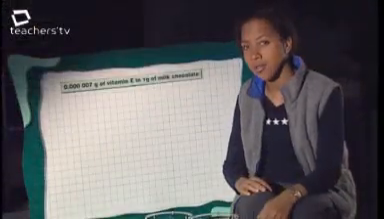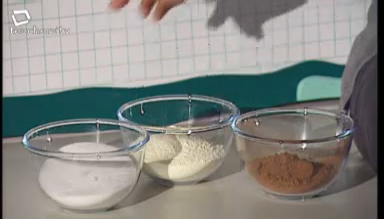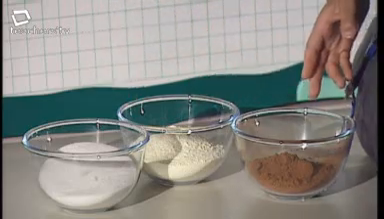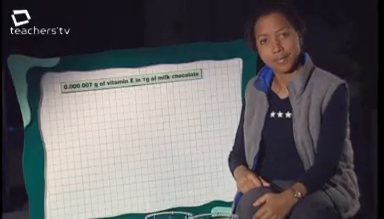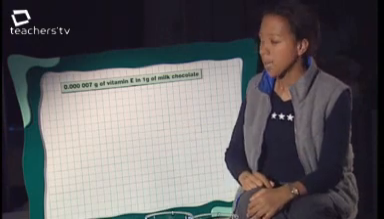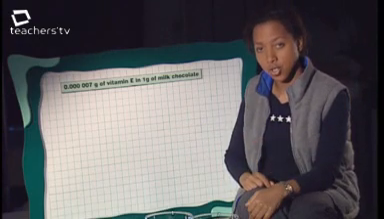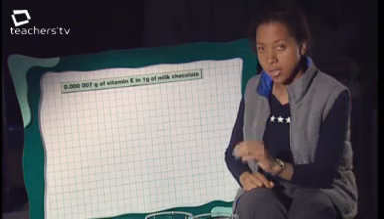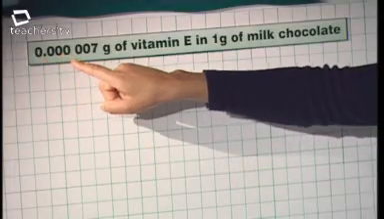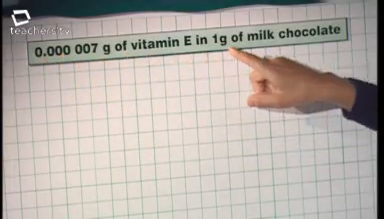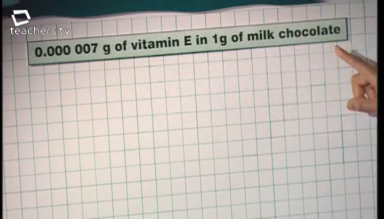There are three main ingredients in chocolate: sugar, milk powder, and cocoa powder. Mix them all together, add a little bit of magic, and you're in chocolate heaven. But there are also other substances in chocolate too, in tiny amounts. For example, there's 0.000007 grams of vitamin E in 1 gram of milk chocolate.